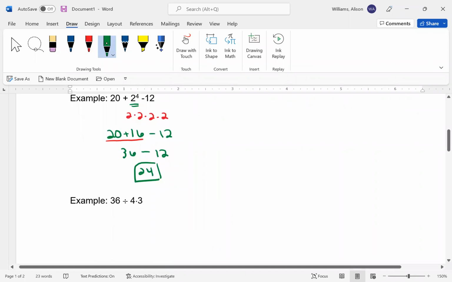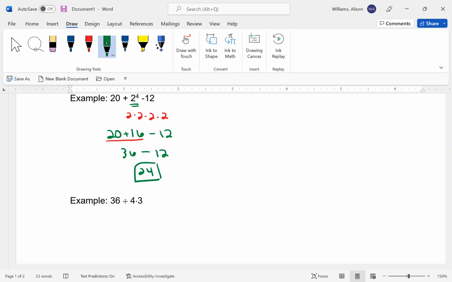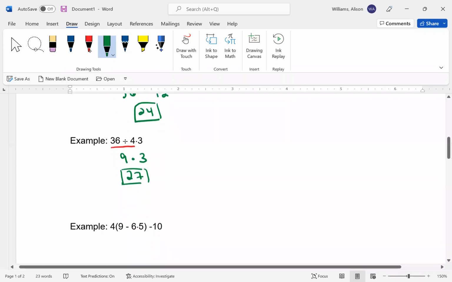So this one is 36 divided by 4 times 3. So again, no parentheses, no exponents either. So we're already down to step 3, and it's multiply or divide. It's whichever one comes first, left to right. So in this case, the division is first. So I'm going to start with 36 divided by 4, which is 9. And then I'm going to bring down the times 3. And 9 times 3 is 27. And there we go. And you would get a very different answer if you did the multiplying first. And it would be incorrect. It's left to right. Okay, so now that we know that, let's try another one.